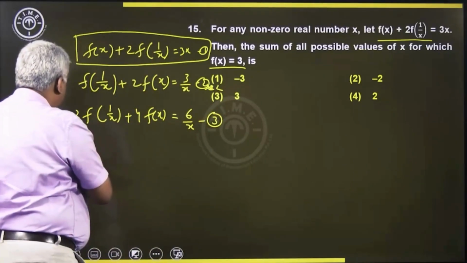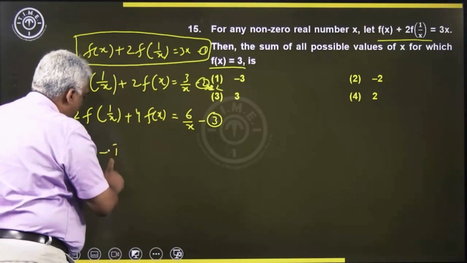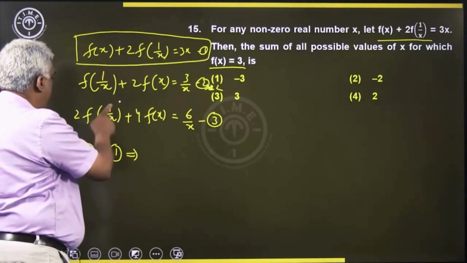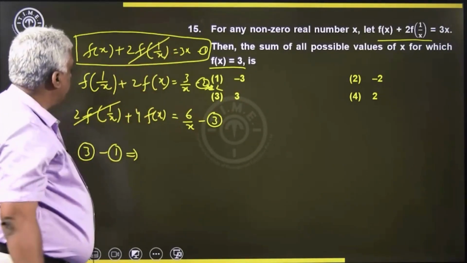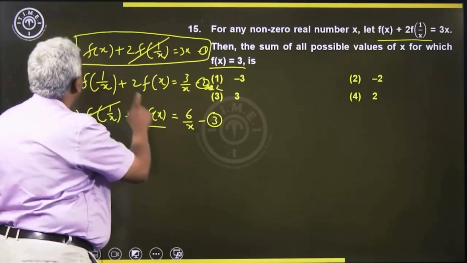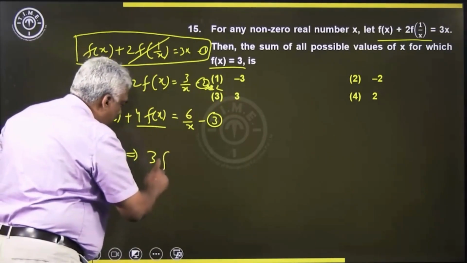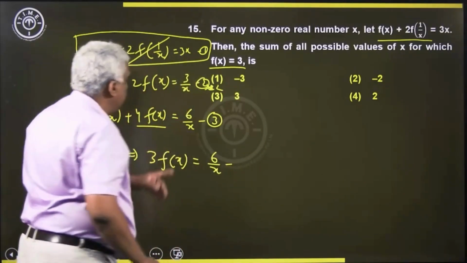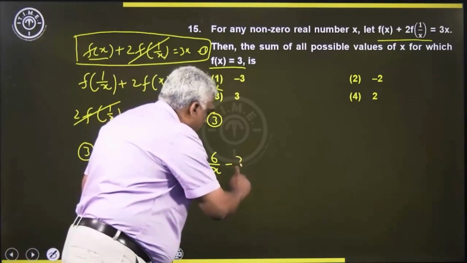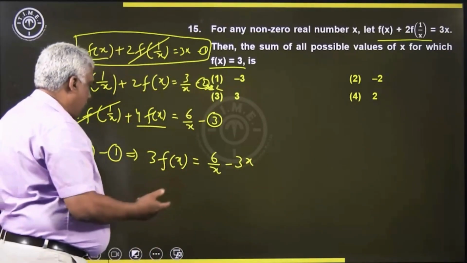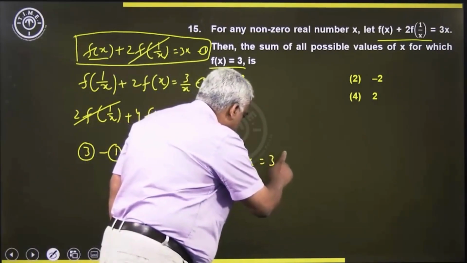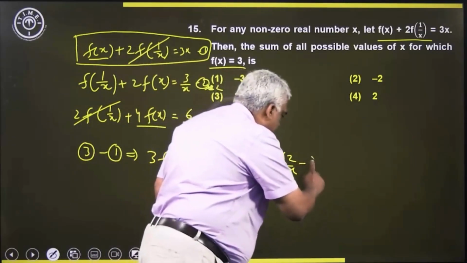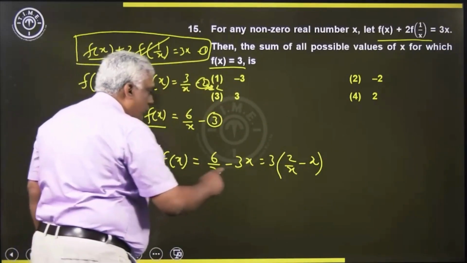And from 3 I am subtracting 1. So, from 3 if I subtract 1, the 2 times f of 1 by x will get cancelled. It will be 4 f(x) minus f(x). So, we will get 3 times f(x) equal to 6 by x minus 3x. I can take 3 common, so it will become 2 by x minus x.